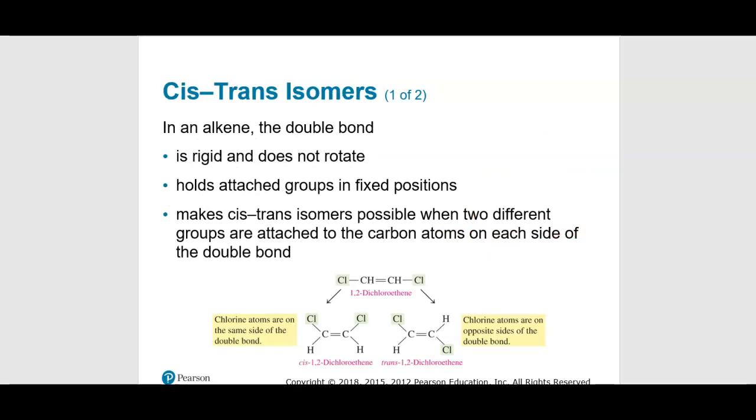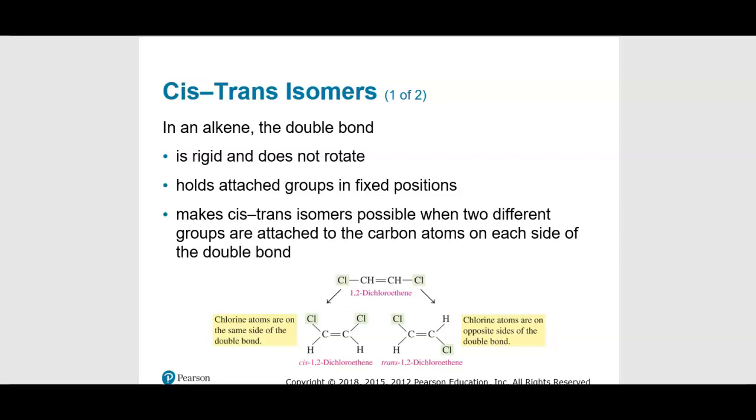In an alkene, the double bond's rigid, as I mentioned a few minutes ago. It does not rotate. In alkanes, all the bonds can rotate freely, except, well, not in rings exactly. So you do have cis-trans isomers in rings, even in cycloalkanes, but we're not going to worry about them here. We're worrying about the cis-trans isomers in alkenes.